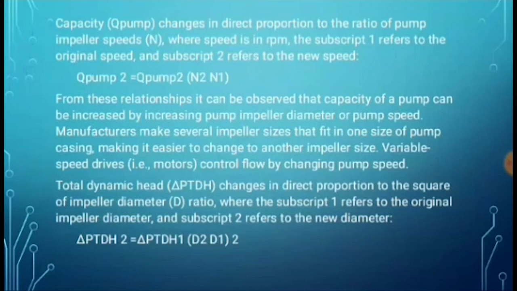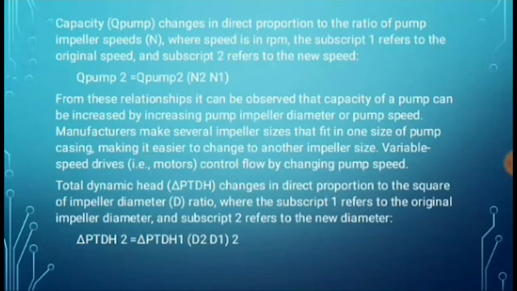From this relation, it can be observed that the capacity of the pump can be increased by increasing pump impeller diameter or pump speed. Manufacturers make several impeller sizes that fit in one size of the pump casing, making it easier to change to another impeller size. Variable speed drives, such as motors, control flow by changing pump speed.